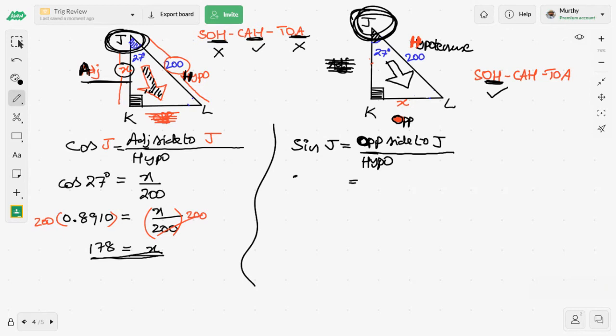Then sine 27 equals, what is the opposite? You can see in the diagram this is x, hypotenuse is 200. Already I mentioned how to figure out the value of sine, cos, or tan using the Desmos calculator online, and then just plug in the values. That's it.